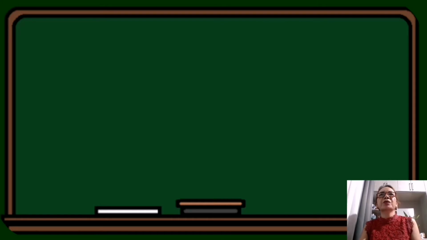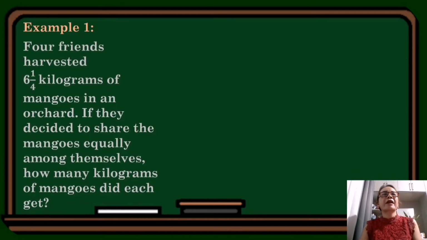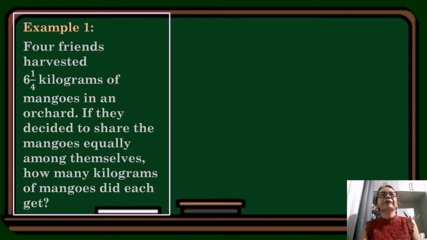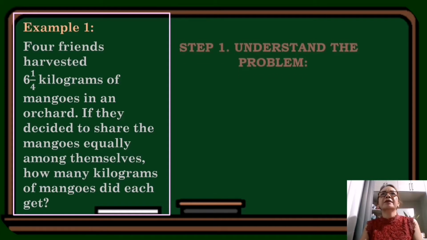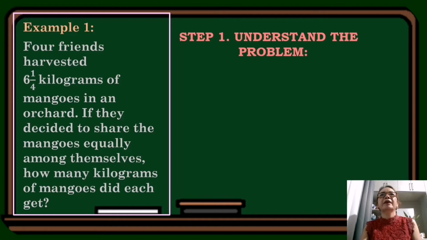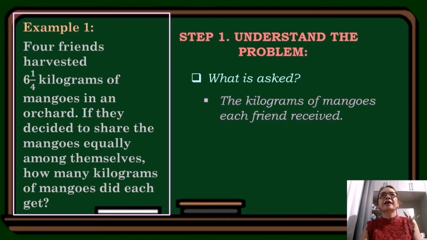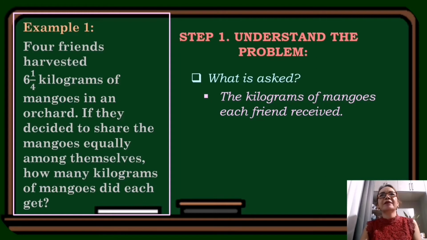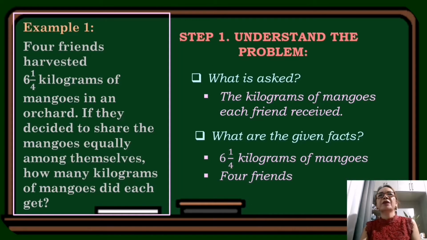Let's take our first word problem. For example, 4 friends harvested 6 1/4 kilograms of mangoes in an orchard. If they decided to share the mangoes equally among themselves, how many kilograms of mangoes did each get? Let's follow the 4 steps of solving a word problem. First step, understand the problem. What is asked? The kilograms of mangoes each friend received. And what are the given facts? We have 6 1/4 kilograms of mangoes and 4 friends.